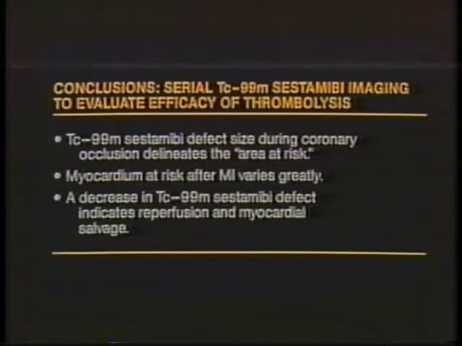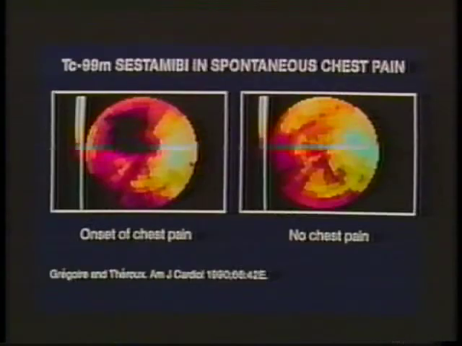To summarize, the amount of myocardium at risk in an acute MI varies widely from patient to patient. As noted before, the size of the perfusion defect cannot be predicted from either the clinical presentation in the emergency room, the location of infarction, or the site of occlusion on coronary angiography. Cardiolite imaging permits determination of the amount of hyperperfused myocardium when the radionuclide is administered during acute coronary occlusion and prior to administration of a thrombolytic agent. A decrease in the cardiolite defect after thrombolytic therapy indicates successful reperfusion and myocardial salvage.